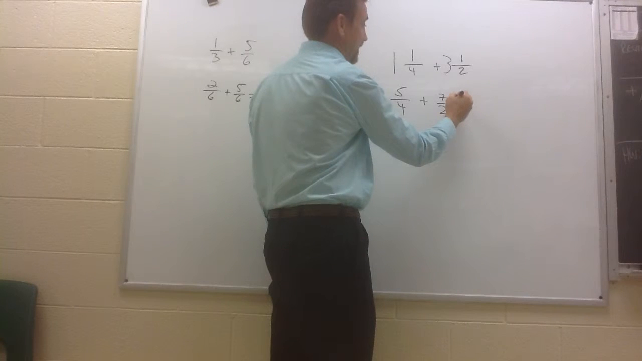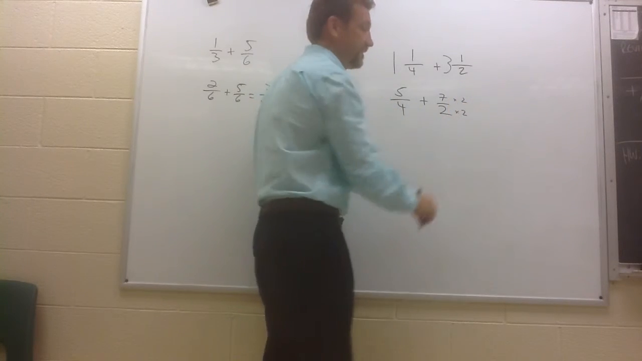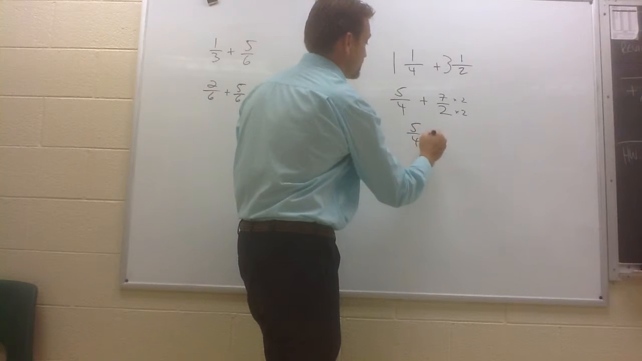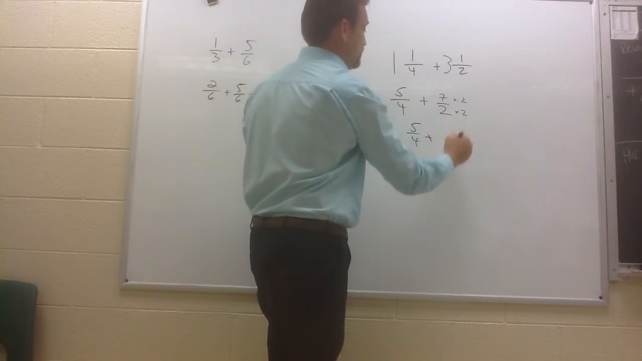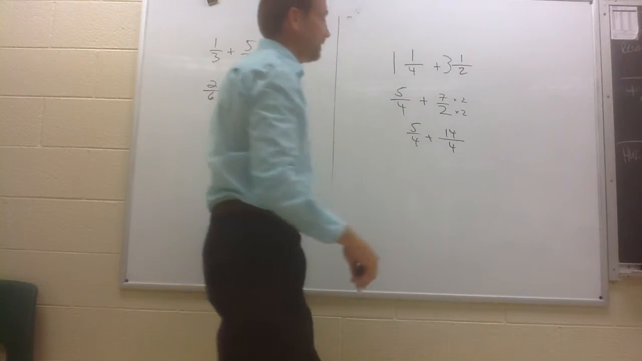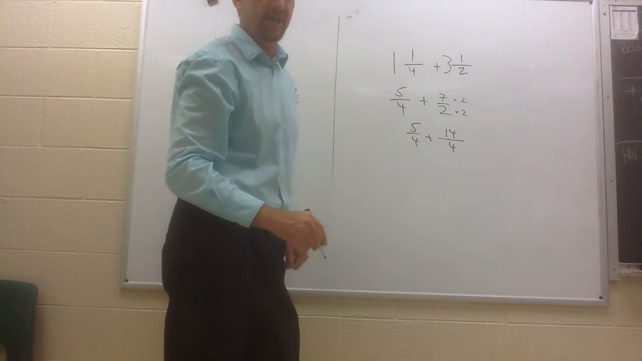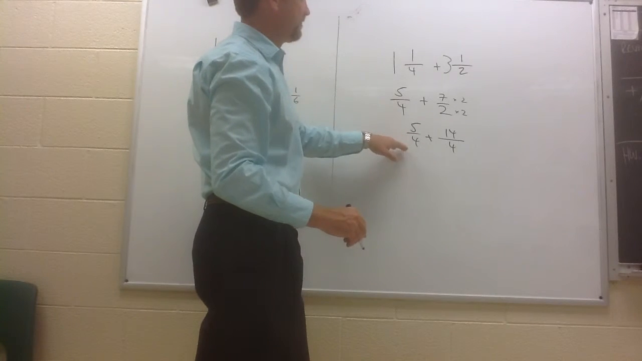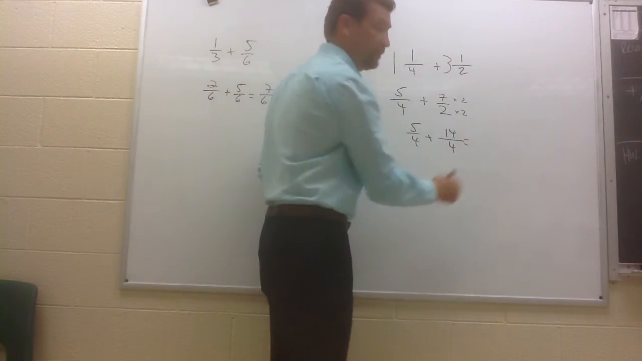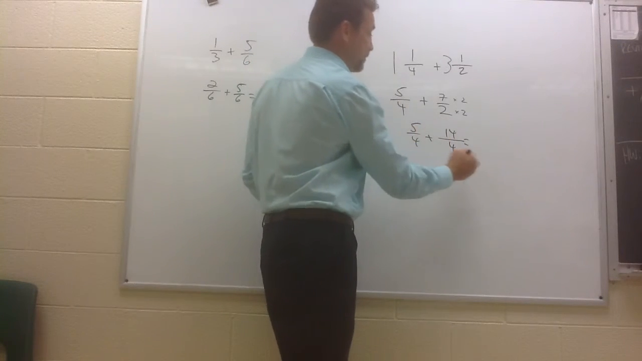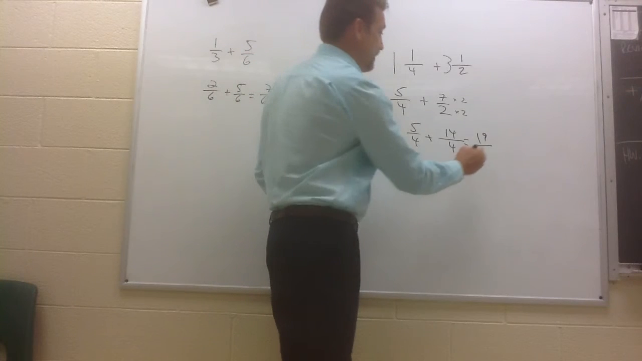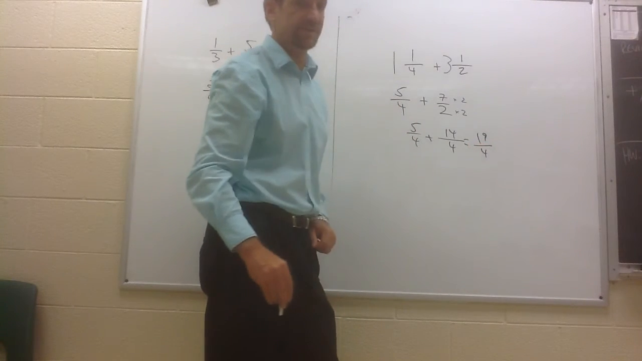We're going to multiply both the numerator and the denominator by 2. And then we'll have 5/4 plus 7 times 2 is 14. 2 times 2 is 4. You notice now we have a common denominator. So we have 5/4 plus 14/4, same rule as before. Add the numerators. 5 plus 14 is 19. And write it over the denominator, 19/4.